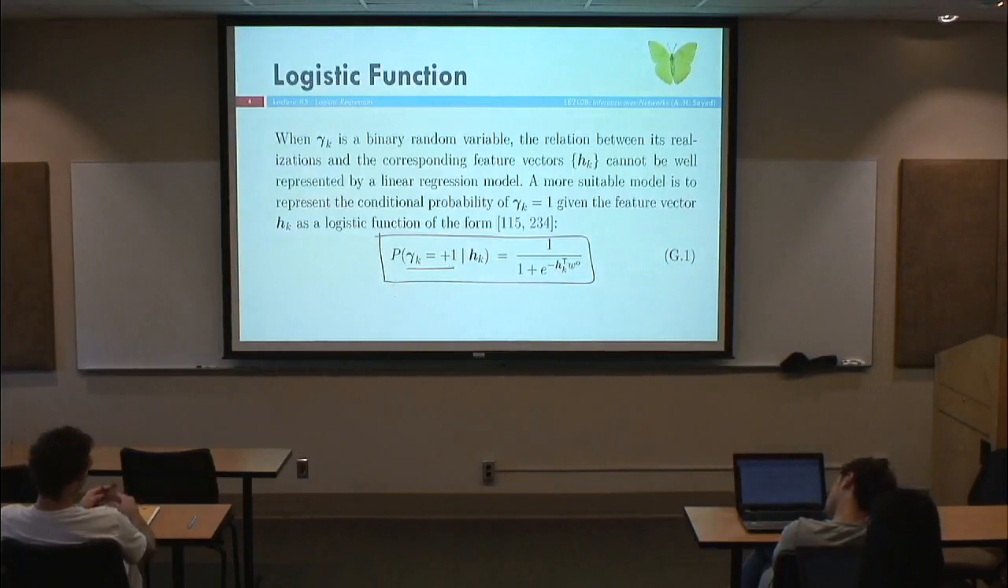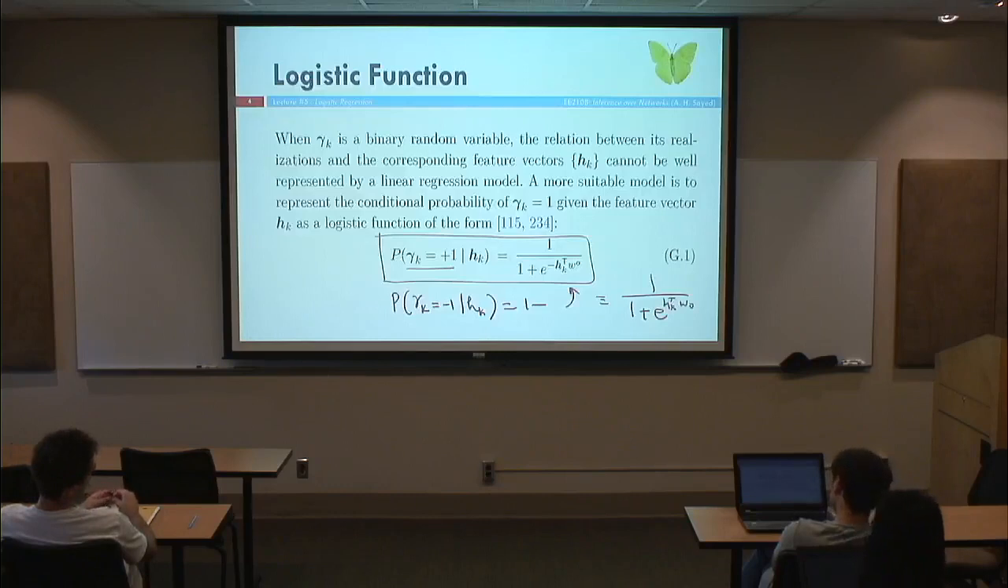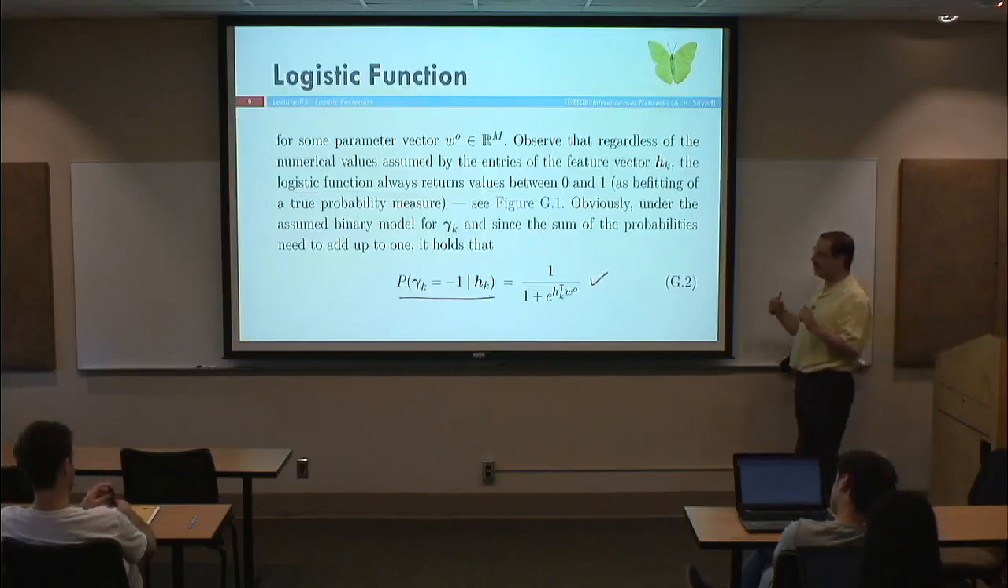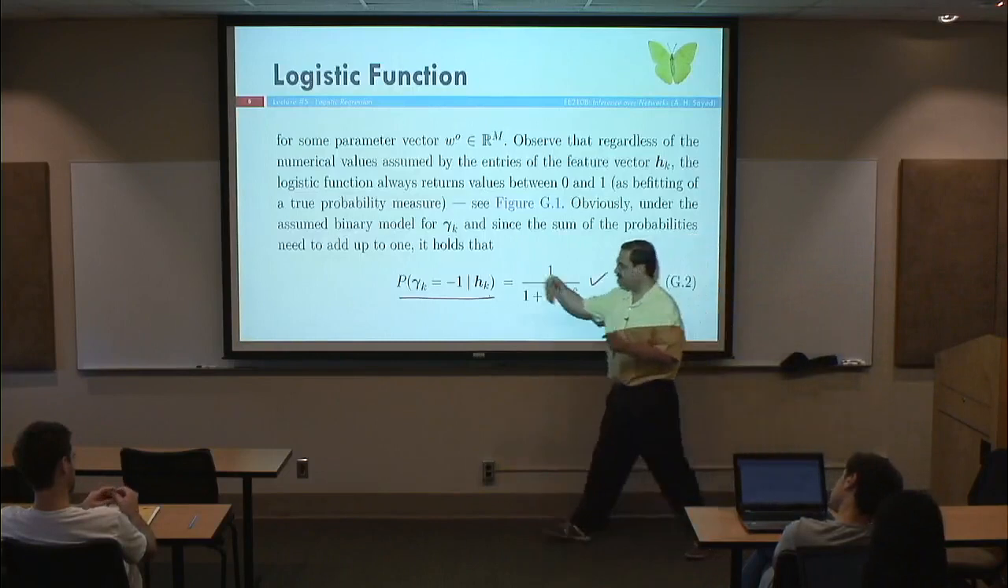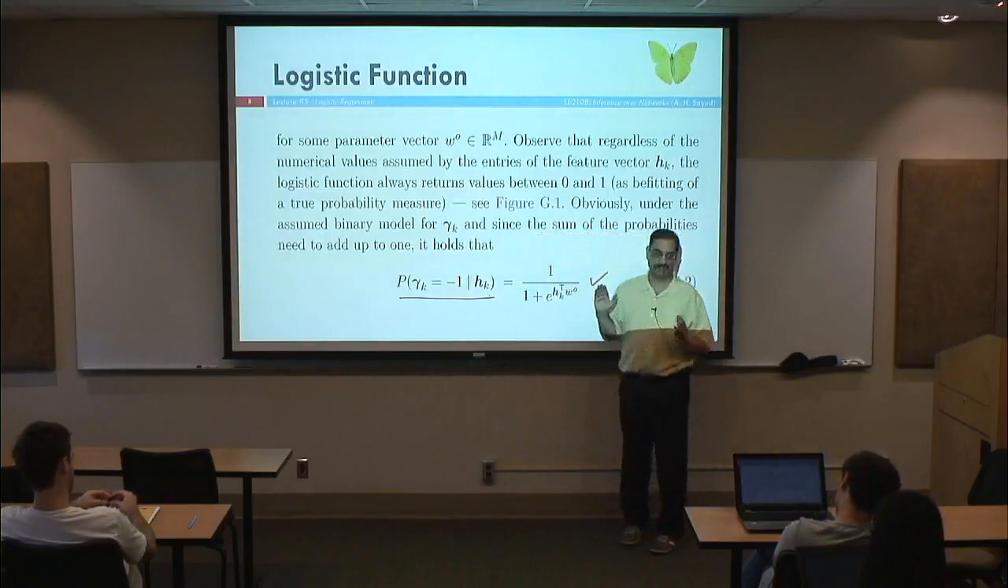Now, since I only have two classes, the probability that gamma is -1 given the h is 1 minus this term. If you do that calculation, it will be 1 over 1 plus e to the h transpose omega 0. This minus here becomes plus here. That's all. So logistic regression assumes that the conditional PDFs, the distribution of one class or the other, given the feature vectors, follows this distribution.